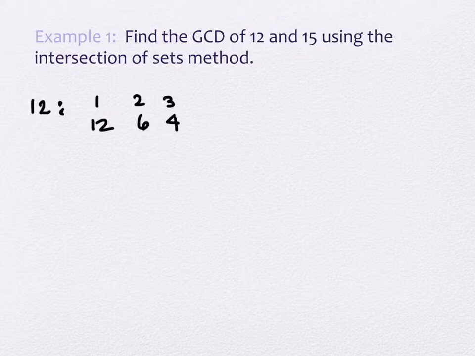So this is it. And then we have 15. 1 and 15, and 3 and 5. Okay, if you write them in pairs, you make sure you don't miss anything.